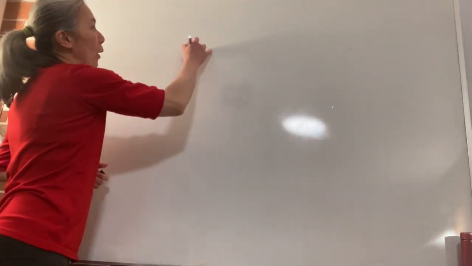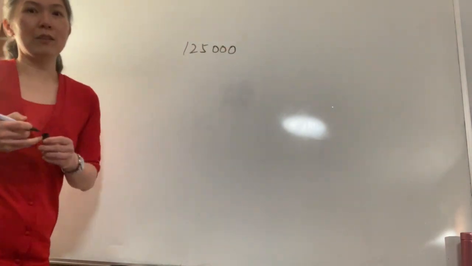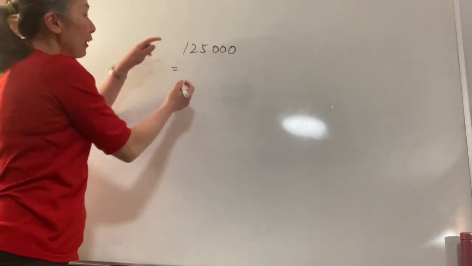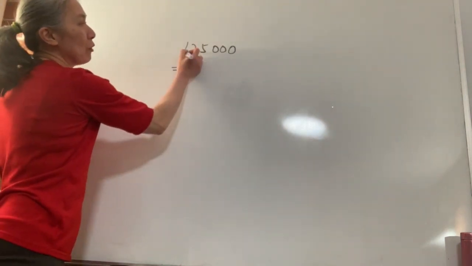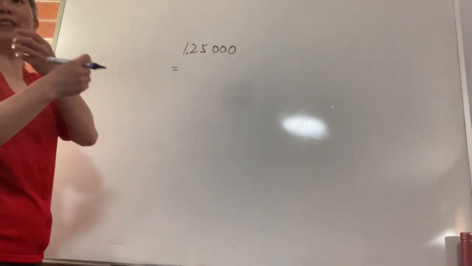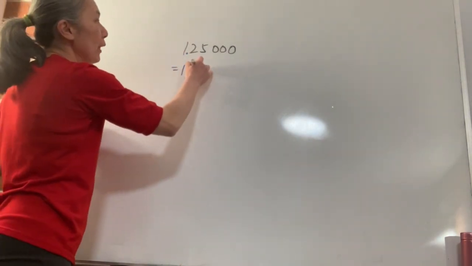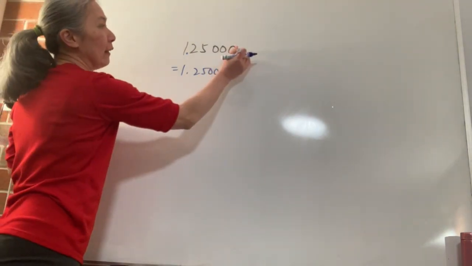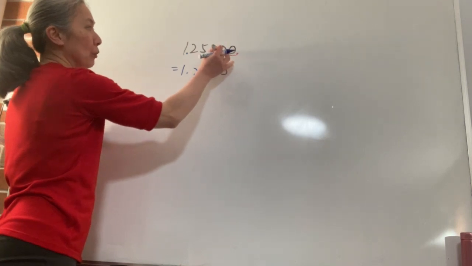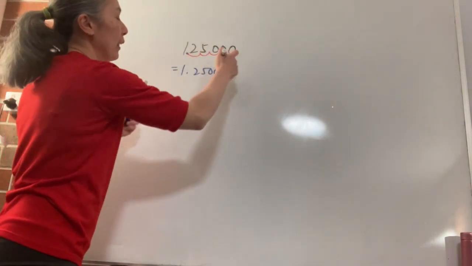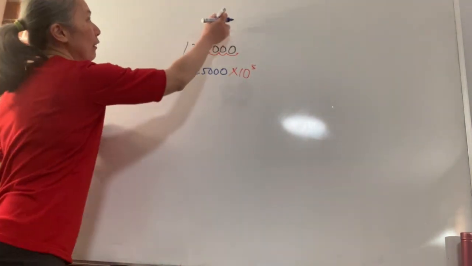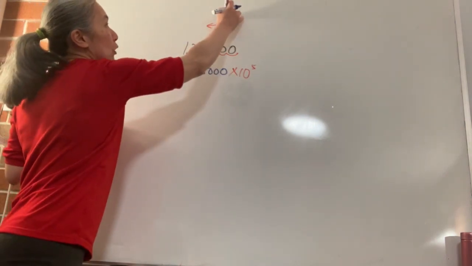If you want to write a number in scientific notation, say I give you 125000. You write it so that the decimal point comes after the first non-zero digit, so you have 1.25000, because your dot comes from here. How many times do you need to shift it? 1, 2, 3, 4, 5. You shift it 5 times, so you multiply by 10 to the power of 5. When you shift it to that side, the power is positive.